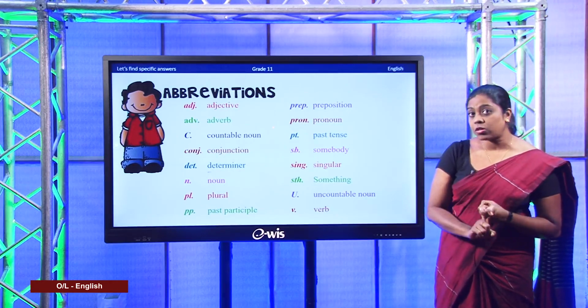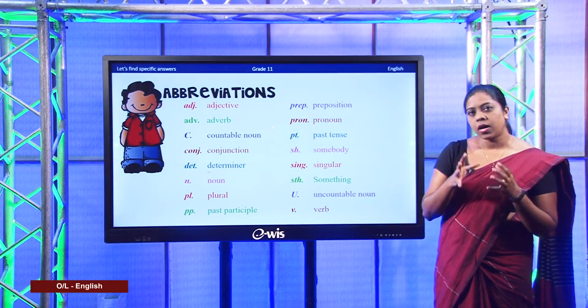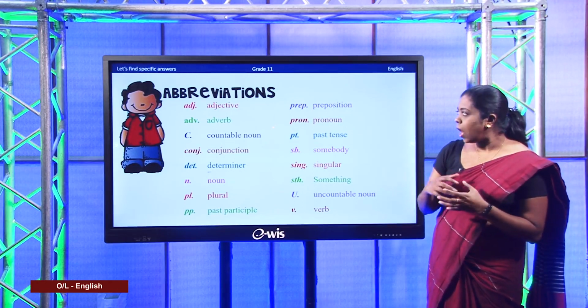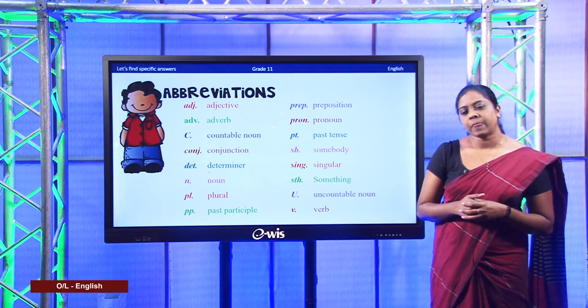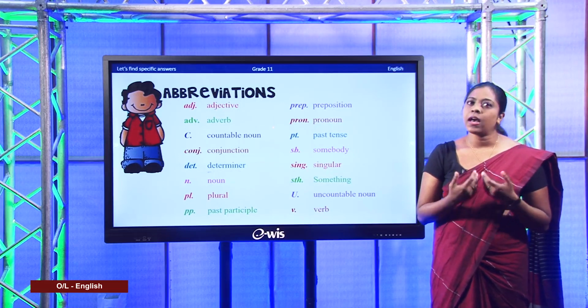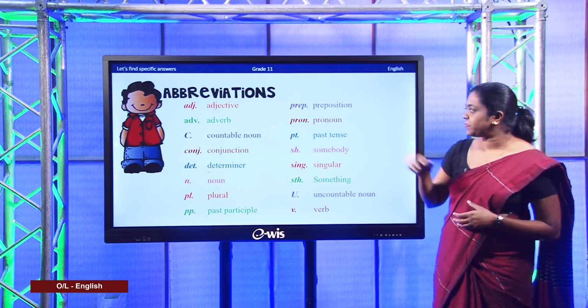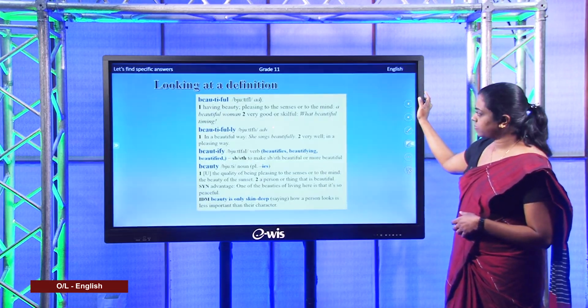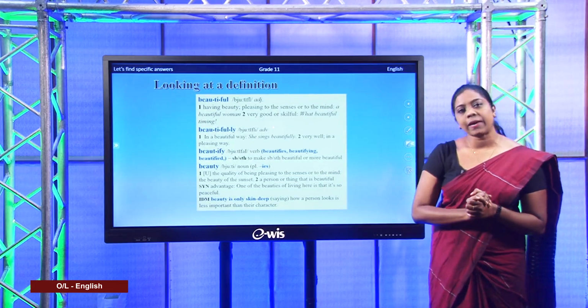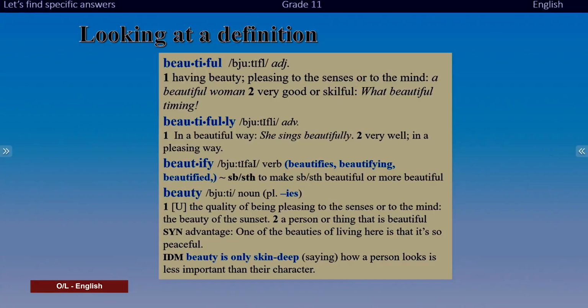Before going back to the questions, let me show you a dictionary page and see how you can actually see these abbreviations and how to derive the meaning of the given word. Right, so this is a page I have taken from a dictionary, and here you can see a word and different forms of the same word. You can see the word beautiful, beautifully, beautify, beauty, and so on.